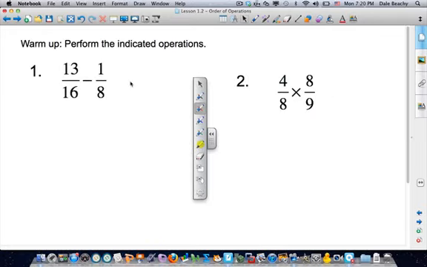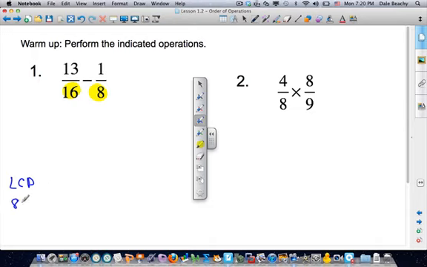Let's begin today's lesson by working with several expressions that deal with fractions. Problem number 1 has us subtracting 13/16 and 1/8. Now if we're going to subtract fractions, we have to have common denominators. Since these two fractions do not have common denominators, we need to find the least common denominator of 16 and 8. Now there are several ways to do this.